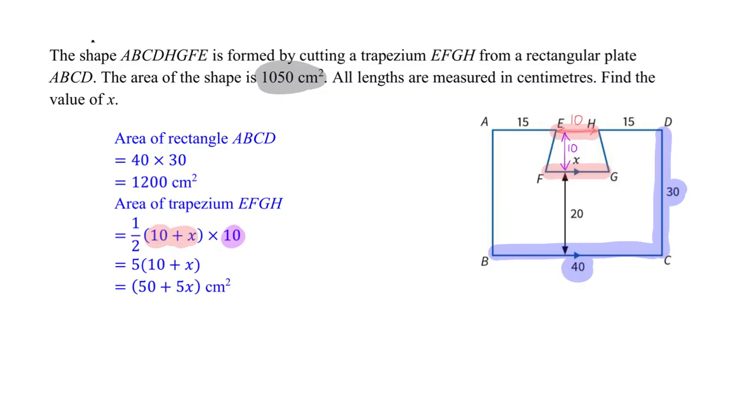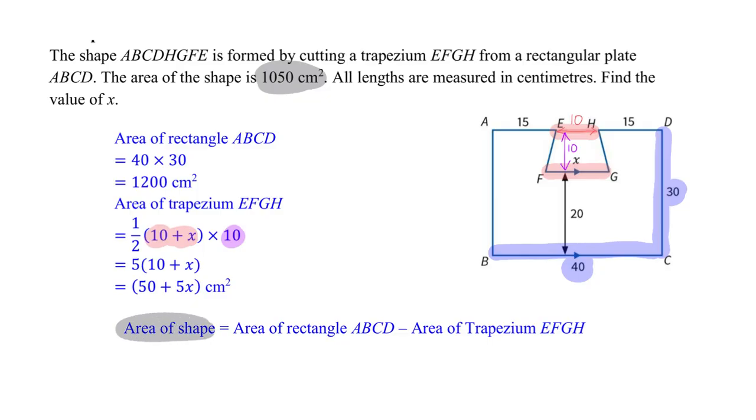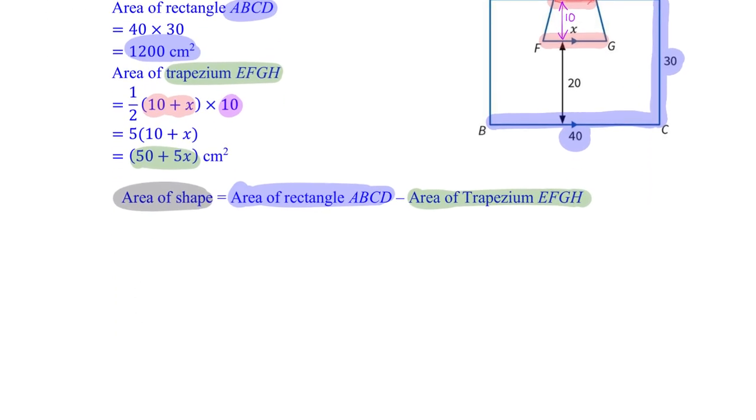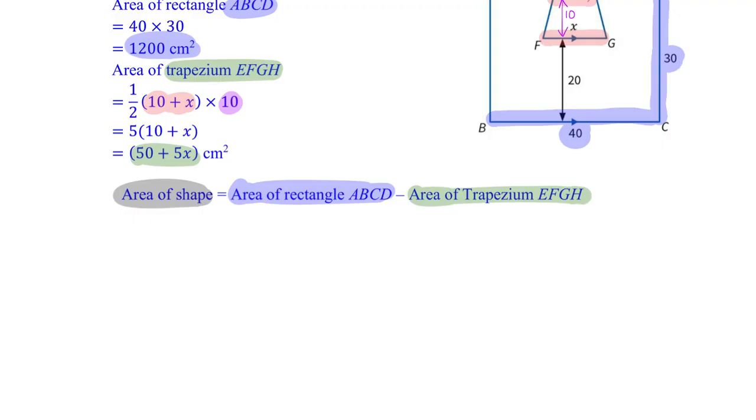Okay, once I have this, I will then be able to come up with my equation. The area of the shape is equals to the area of the rectangle minus away the area of the trapezium. And we already know this, 1050. We also know this, 1200. And we will eventually know this, and so I'm going to start to write all this down.